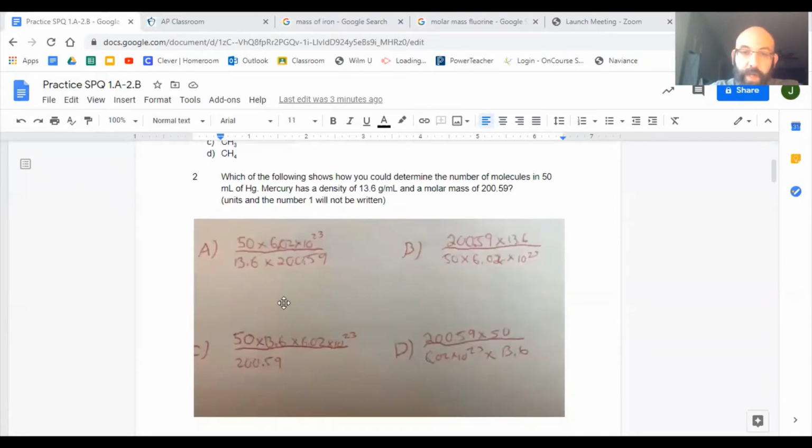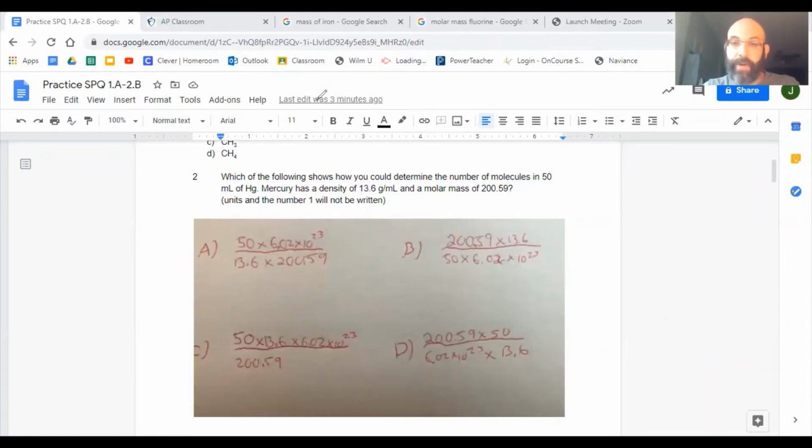Okay, 2. Which of the following shows you how you can determine the number of molecules in 50 milliliters of mercury? Mercury has a density of 13.6 grams per milliliter and a molar mass of 200.59. Right, and then we're not going to write any units, and we just want to pick out which one works best for this. So obviously, you could just write it out and then match everything up.